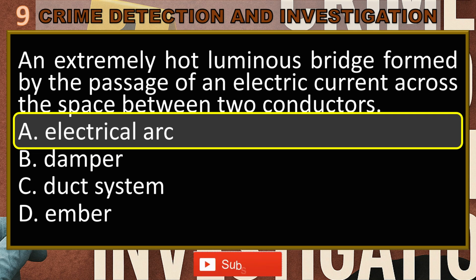Explanation of other choices. B. Damper. A mechanical device used in ductwork or chimneys to regulate airflow. Not related to electricity or electric current. C. Duct system. A system of tubes or passages used to distribute air, in HVAC systems. Unrelated to electrical phenomena. D. Ember. A small glowing piece of coal or wood from a dying fire. Caused by combustion, not electricity. Final answer, A. Electrical arc.